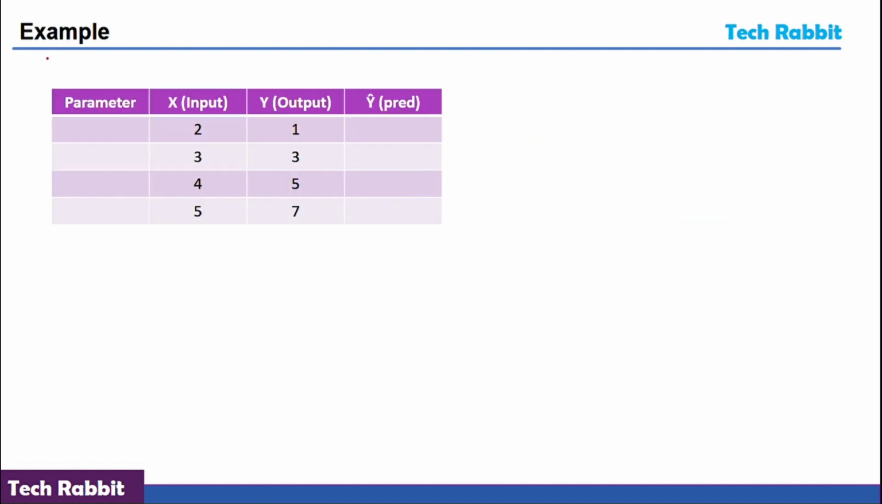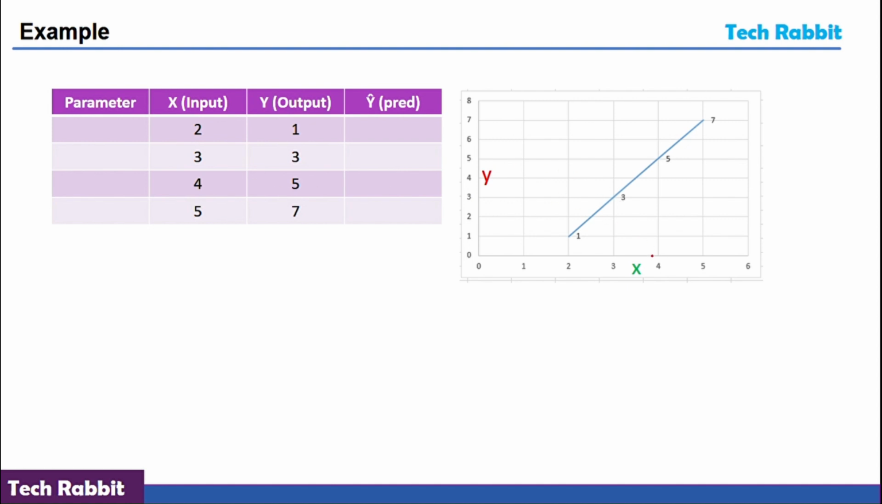So let's understand with the help of an example. Suppose we have x and y values: 2, 3, 4, 5 are the x values and the y values are 1, 3, 5, 7. If you draw a graph, it will look like this. This is the graph for the x and y values. To get y predicted, we first have to find a few parameters. First is the mean, that is the average value. We find 2 plus 3 plus 4 plus 5 divided by 4, which gives 3.5. Similarly for the y values, we get 4.